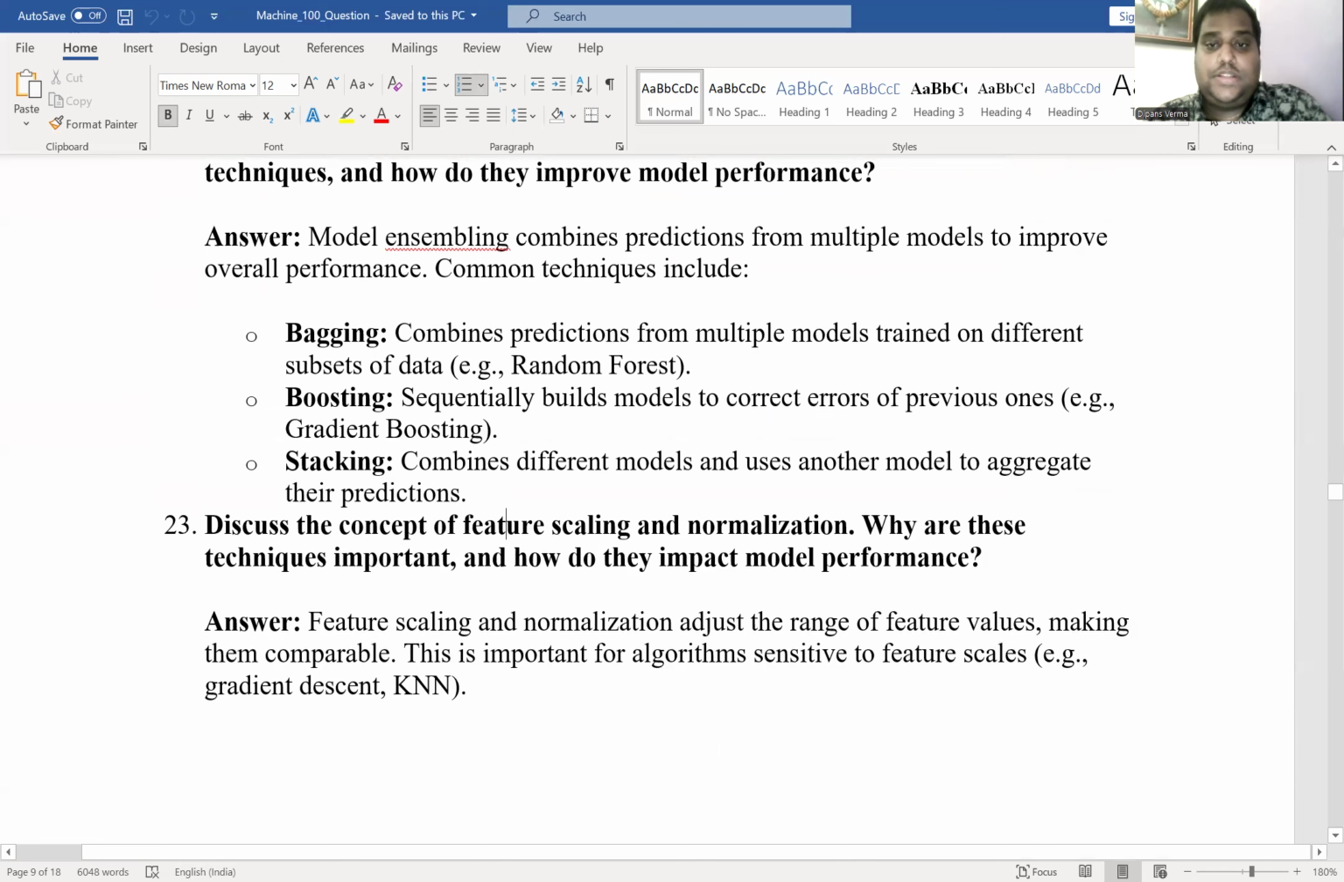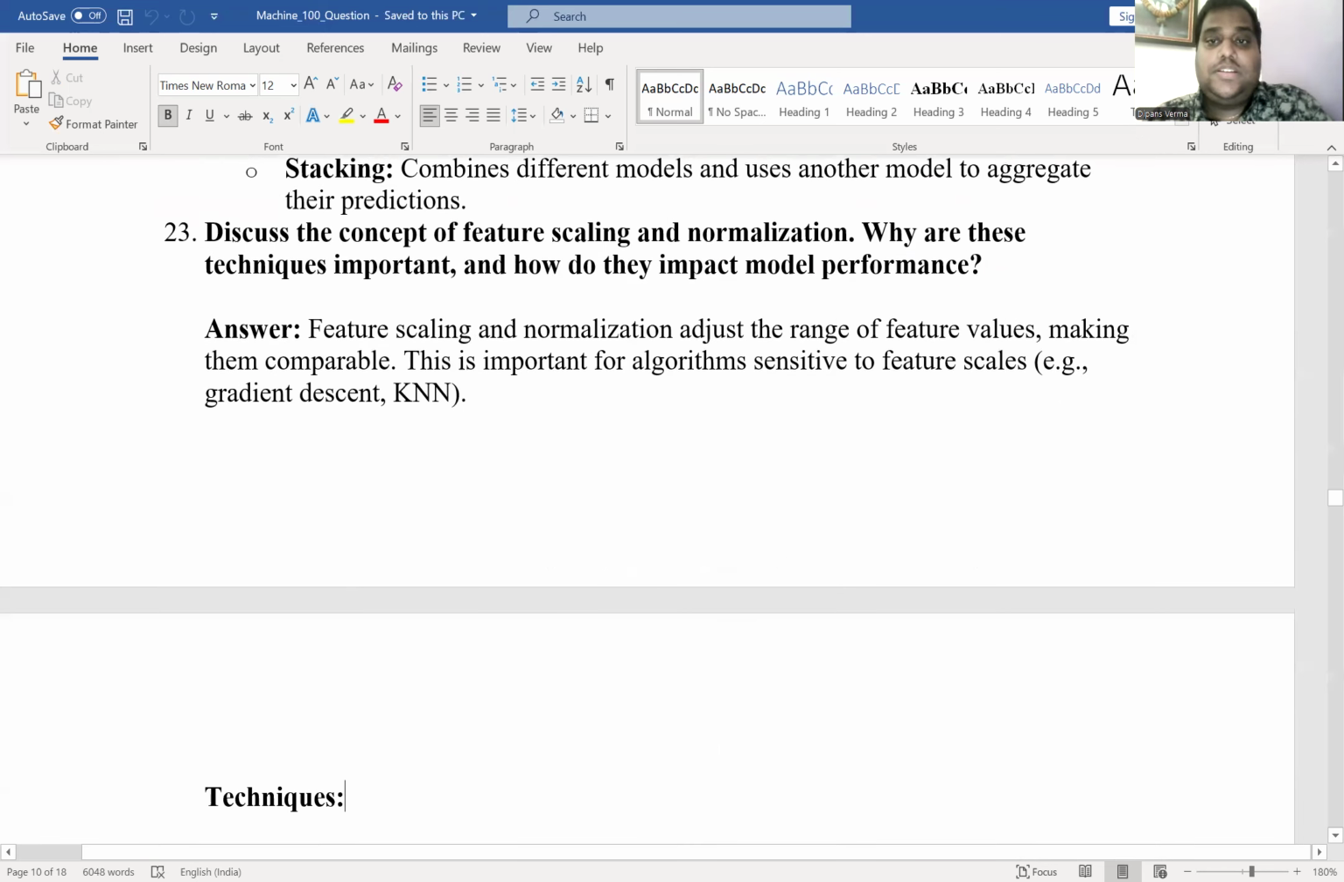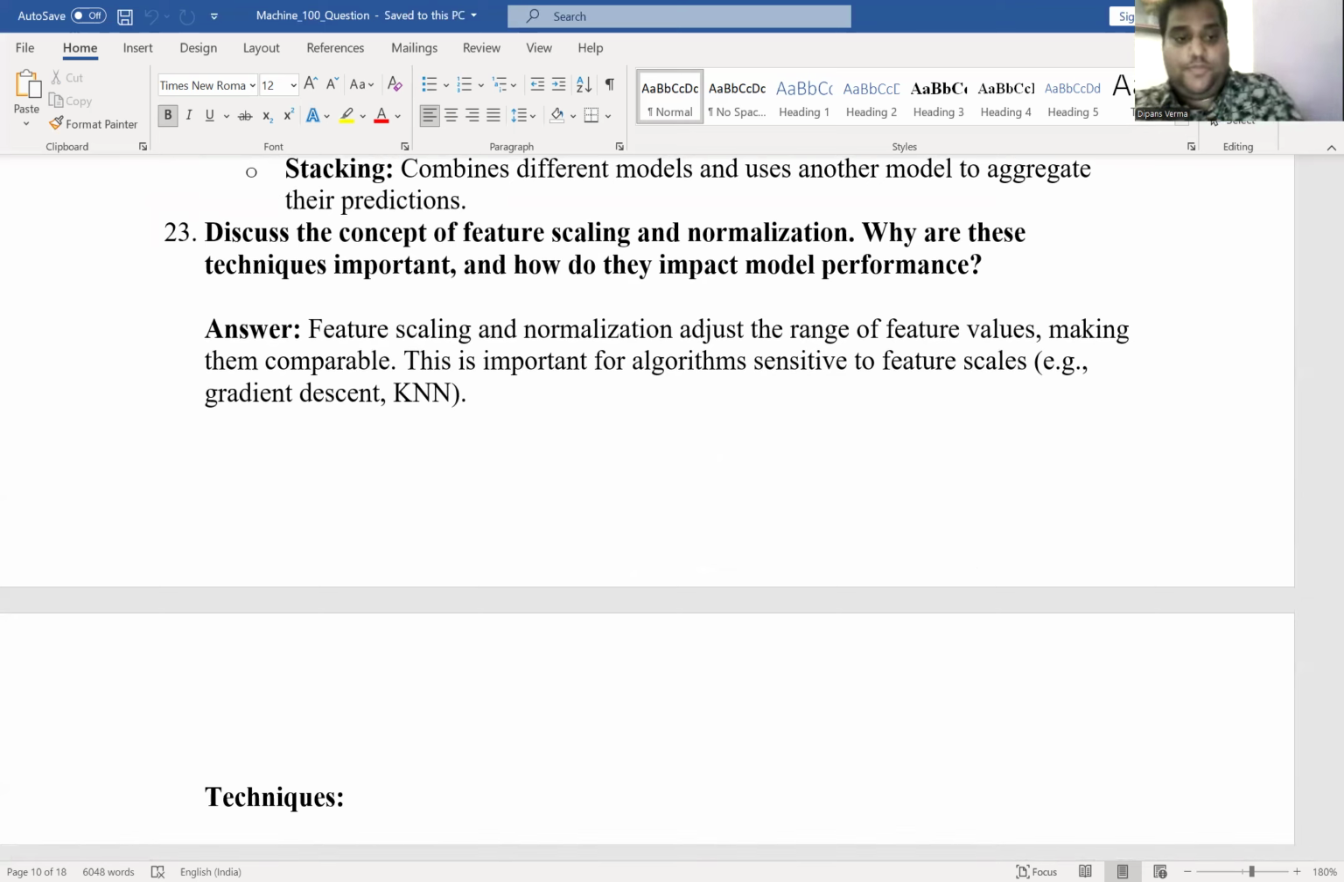Explain the concept of feature scaling. Feature scaling adjusts the range of the feature values, making them comparable. Basically, you want to put all features on a similar scale, making them comparable.